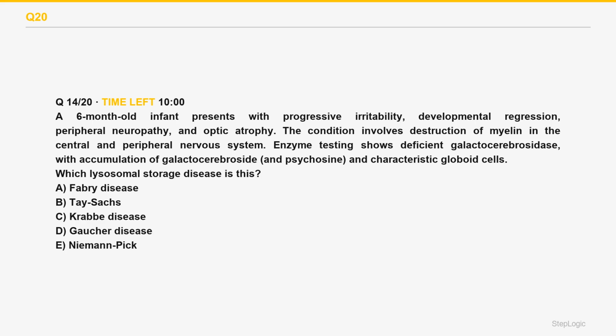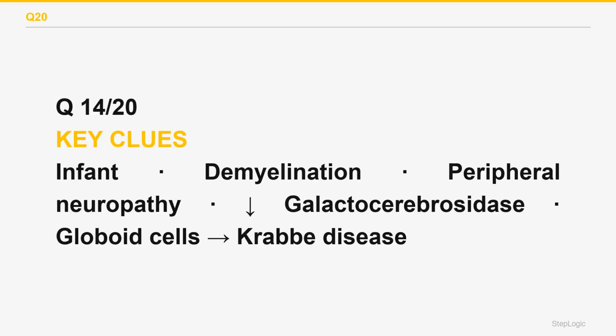Read the command: which lysosomal disease? Infant neurodegeneration with a myelination deficit, galactocerebrosidase, globoid cells: Krabbe disease. This is Krabbe disease, a lysosomal storage disease caused by deficiency of galactocerebrosidase, galactosylceramidase. Without this enzyme, galactocerebroside and the toxic metabolite psychosine accumulate.